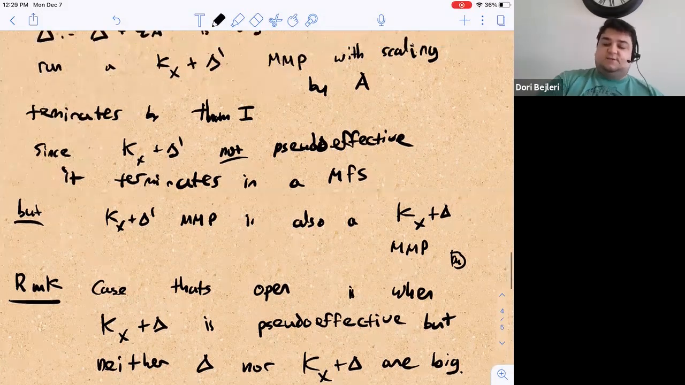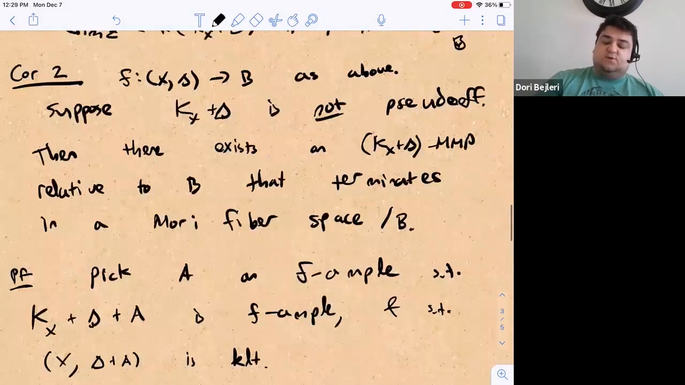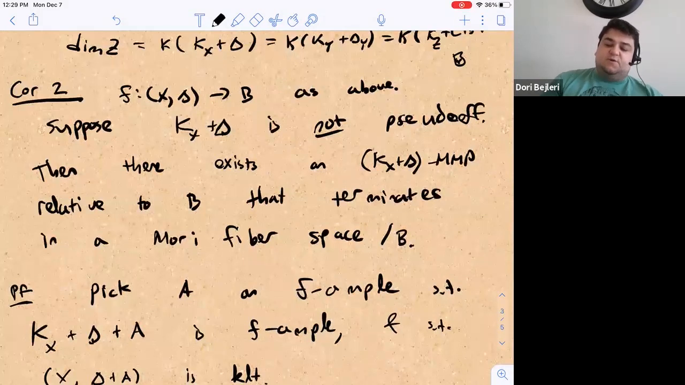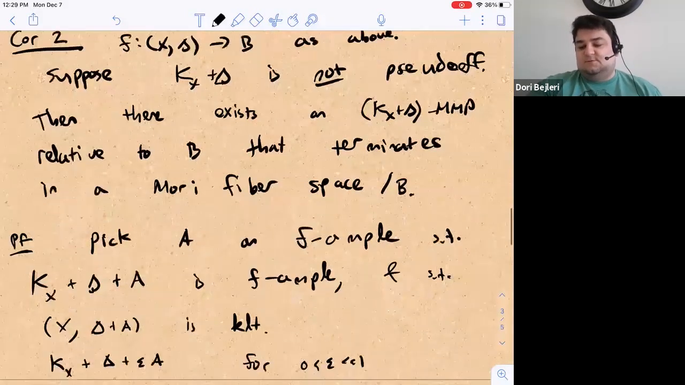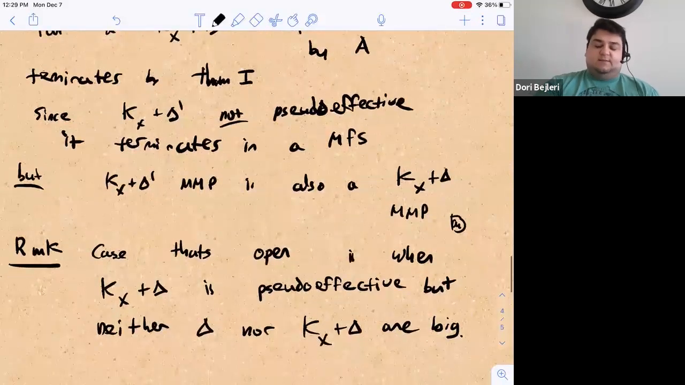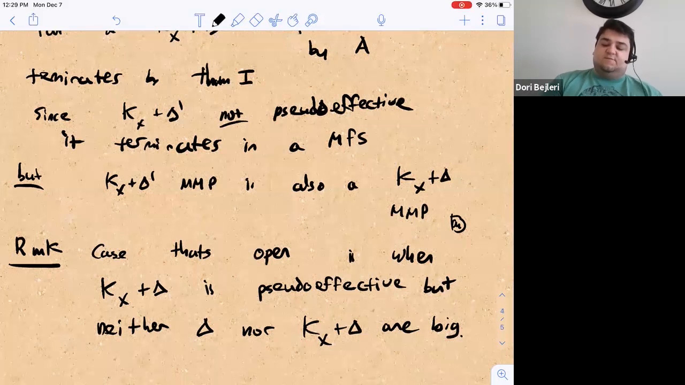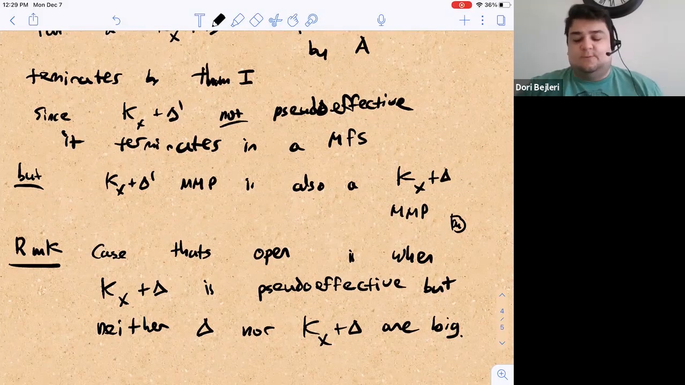Here in this corollary, we use the fact that K_X plus delta is not pseudo-effective to say that when we perturb it by an ample, we're still in the same case. And so this type of proof, at least as is, can't work in this pseudo-effective but no bigness case, because now we're completely changing the Kodaira dimension when we do this perturbation.